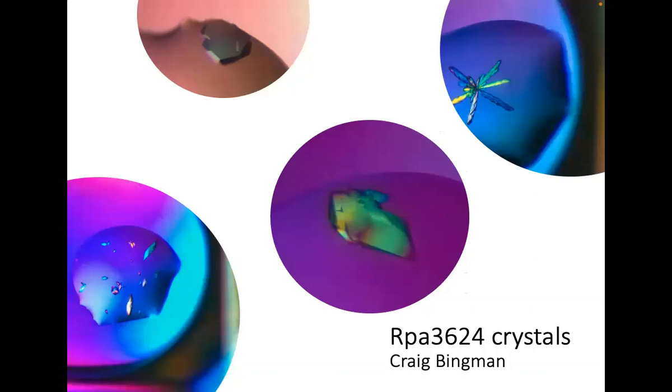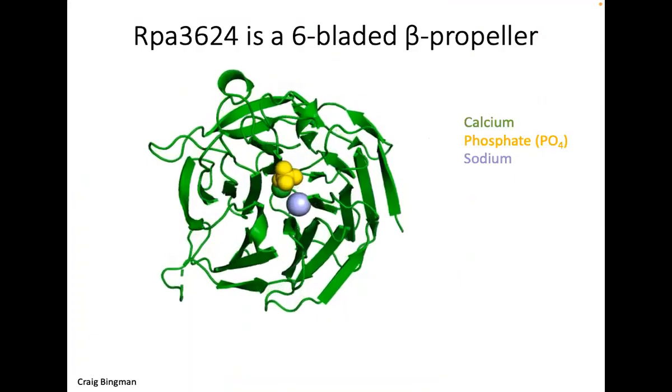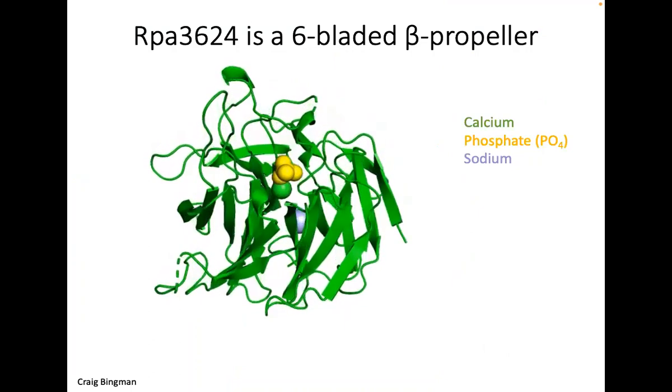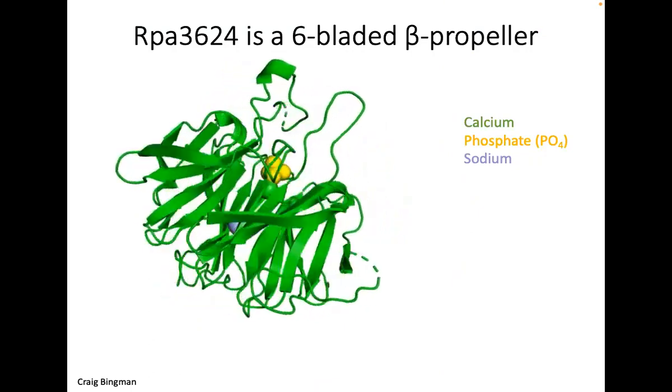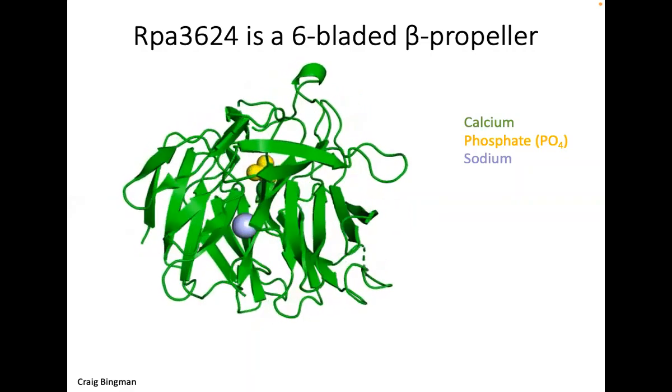He got these really cool pictures, and I got to actually see my protein crystals under the microscope, which was a lot of fun. Highly recommend if you're ever doing crystallography. And so Craig got these crystals, blasted them with X-rays, and was able to get us a structure. And what we see from this structure is that this enzyme is a 6-bladed beta propeller. It has a couple things bound to it.